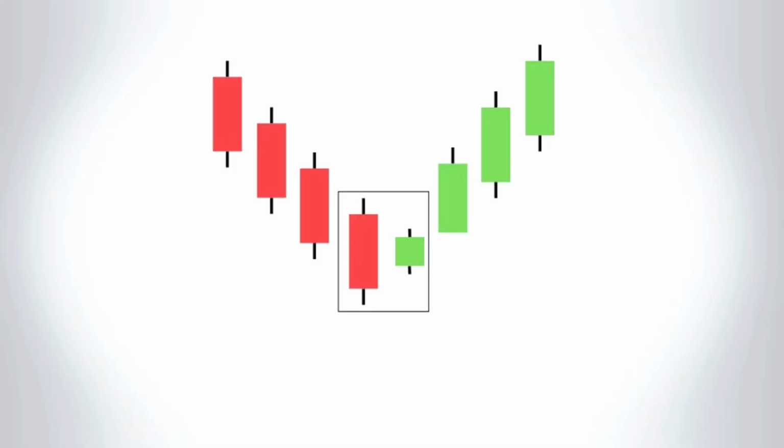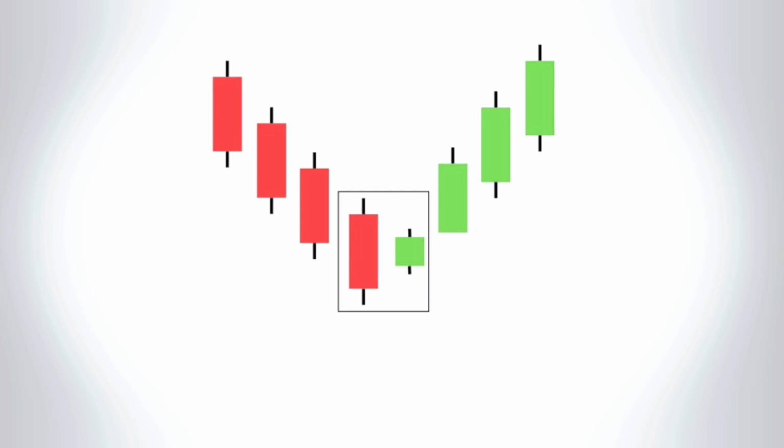First, keep in mind that this pattern is made up of 2 candlesticks. The first candle is a large bearish candle that indicates strong selling pressure. The second candle is a smaller bullish candle where the open is within the body of the first candle and the close is higher than the open.